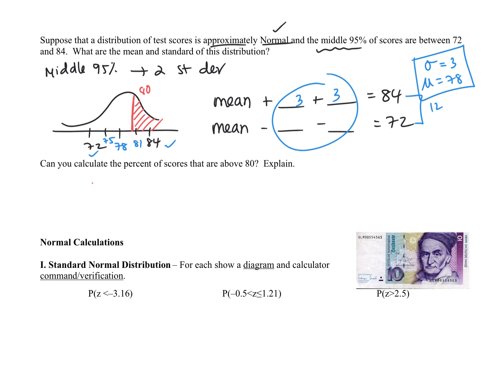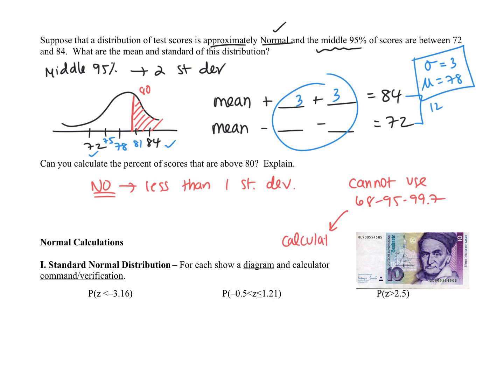So can we calculate this currently? No. It's less than 1 standard deviation. So the 68, 95, 99.7 rule does not apply. If that's the case, we have a normal distribution and we can't use 68, 95, 99.7. What you're going to do is look to the calculator. So at this point, very important that you take your calculator out.